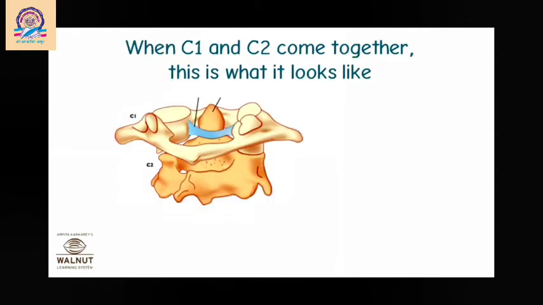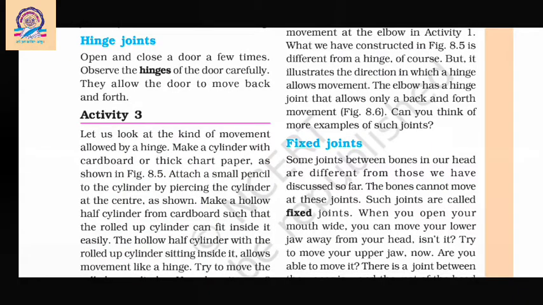When C1 and C2 come together, this is what it looks like. As you can see here in the figure how C1 and C2 look. By combining these two, we have a pivotal joint inside our body. And for today, the last joint is the hinge joint.